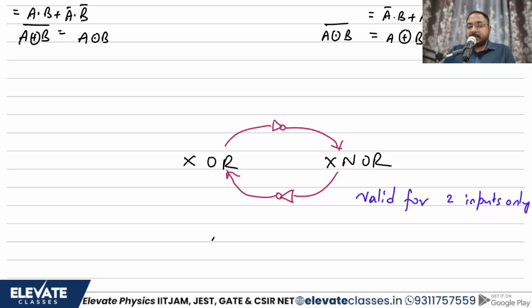What do we mean? Suppose you have something like this: A XOR B XOR C complement. This will not be equal to A XNOR B XNOR C, right? This is not true. This is 100% not true. Okay, so you should remember this. This property might in some way or the other help you. This is an important property.